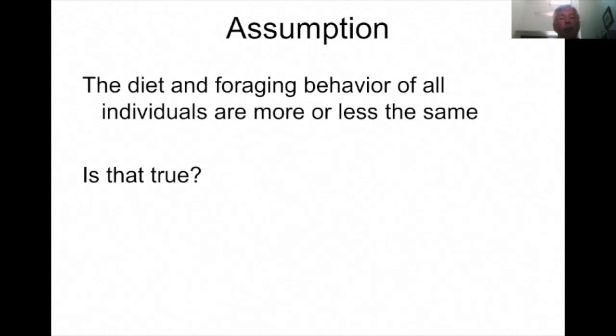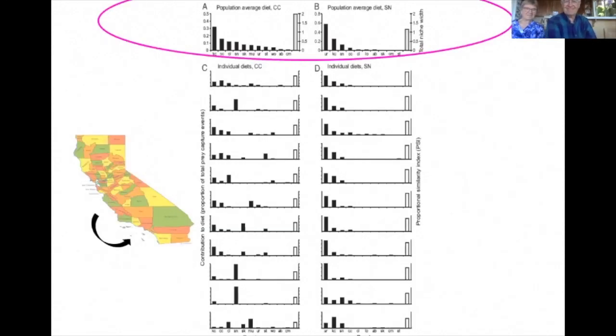So the assumption, if that's true, is that the diet and foraging behavior of all individuals are more or less the same. Is that true? Well, you know where I'm going with this, because I wouldn't even ask the question if it were true. The answer is, it's not true. So here are some plots.